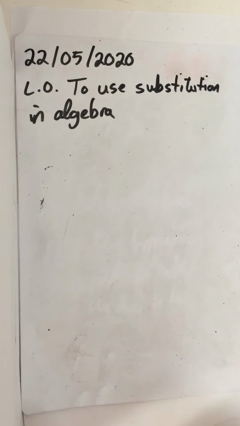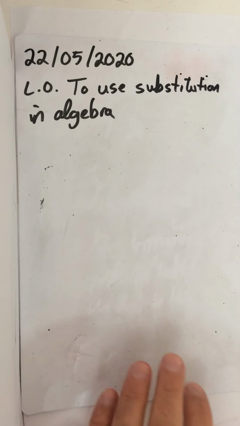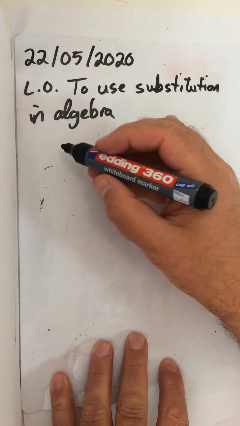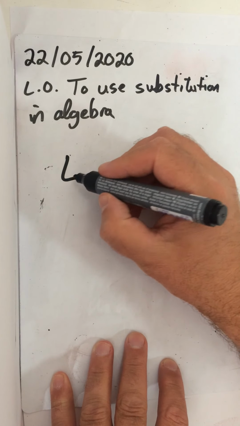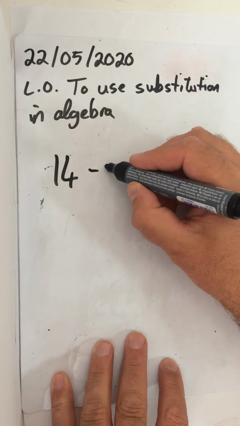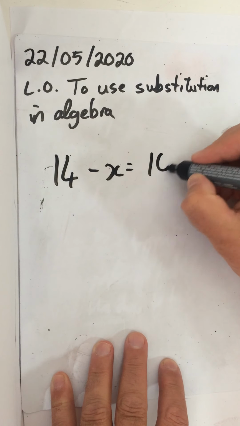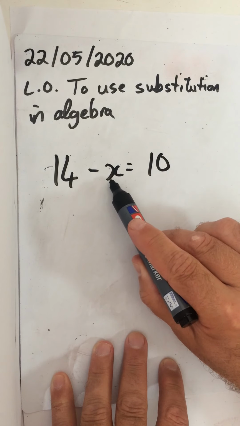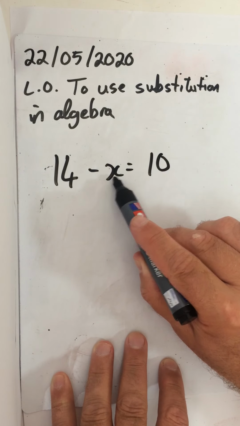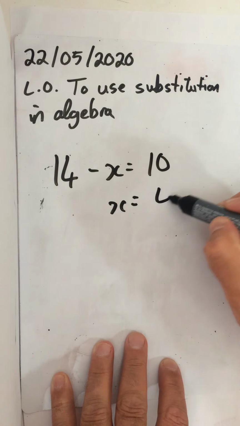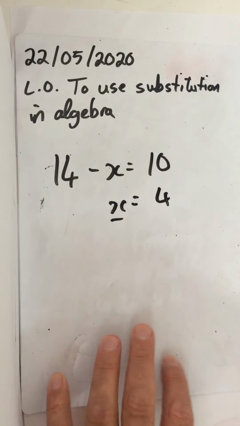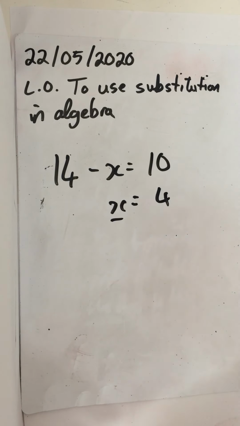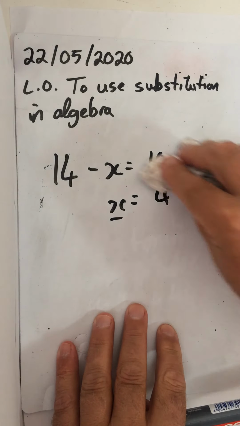Right, in the last lesson we were finding the value of the letter in an equation. So if it was something like 14 minus x equals 10, we could work out 14 take away 4 is 10, so x is equal to 4. So in those ones we were finding the value of x, okay? Finding the value of the letter, finding the value of the missing number.